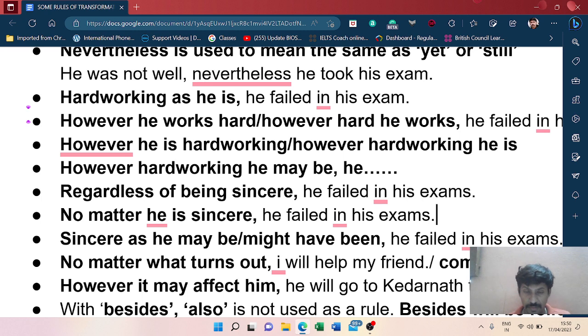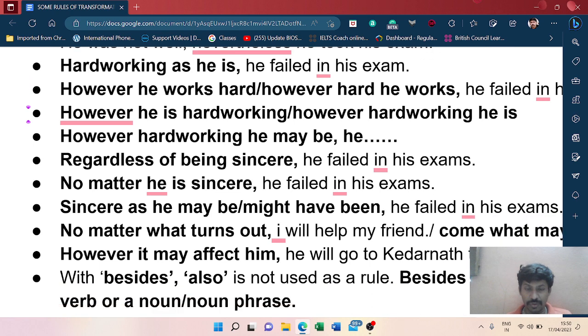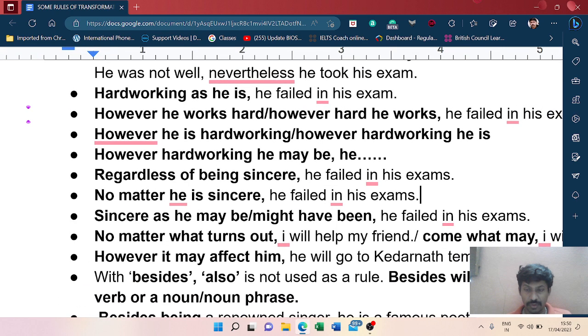Affect means, remember, to have some deleterious effect; it is called affect. Tell upon. So it may affect him. He will go to Kedarnath temple. However it may affect him, he will go to Kedarnath temple. Means no matter what turns out, means come what may, he will go to Kedarnath temple. All are the same.